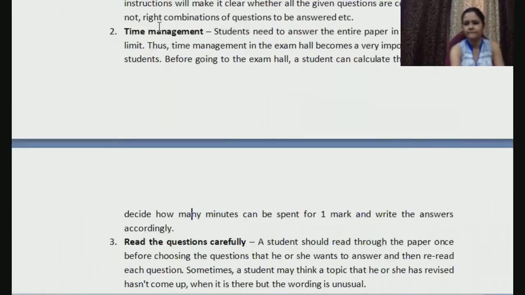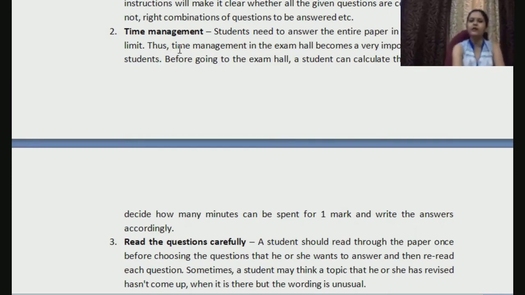Clear, ma'am. Okay. Time management. So time management is very important. Why? Because you just have 3 hours where you need to read the question paper, get your answer sheet signed by the person who is there, and then write all the answers, everything within the given specified time of 3 hours. Right? So students need to answer the entire question paper in the given time limit. That is why it's very important for them to develop time management skills.